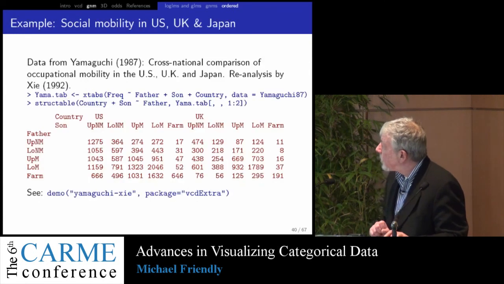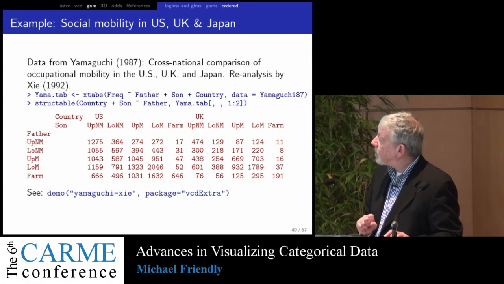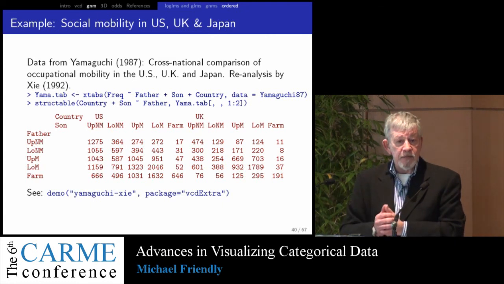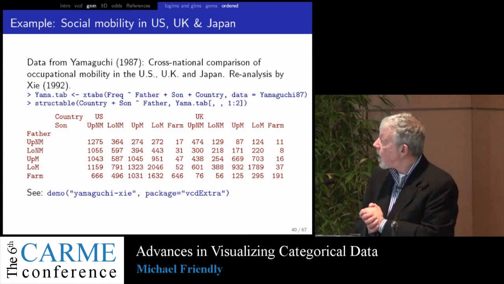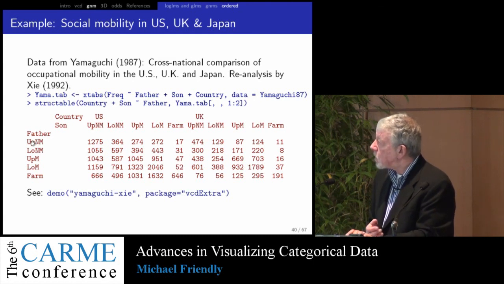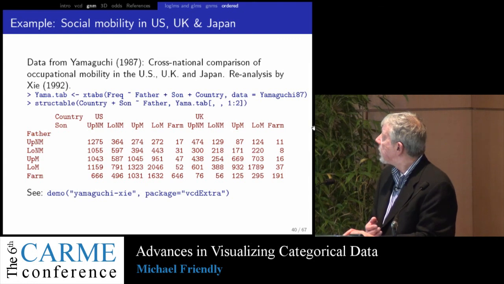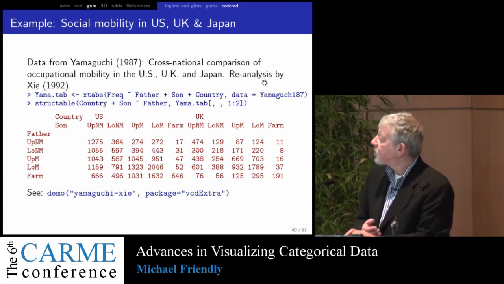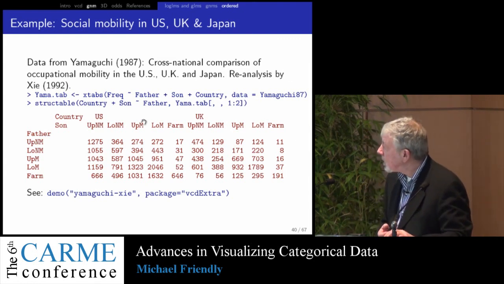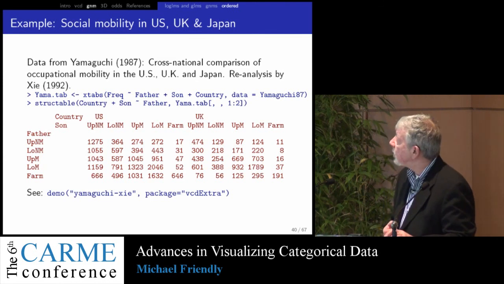Okay, so here is an example. It's a three-way table: father's occupational status by son's. The occupational categories are upper non-manual, lower non-manual, upper manual, lower manual, and farm, for the US, the UK, and Japan, which didn't fit on this slide. There's a demo in the VCD package.